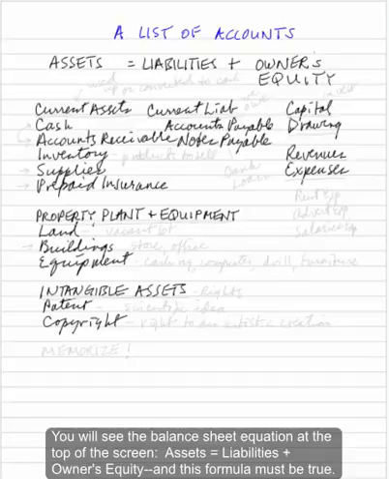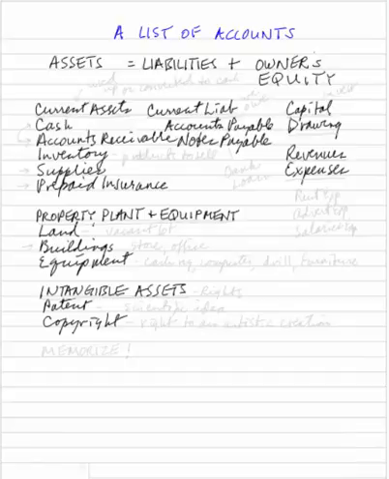At the top of the page here, I have a balance sheet equation, which goes like this. The assets are equal to the liabilities plus the owner's equity. This formula must always be true. So if the assets go up, then either a liability goes up or an owner's equity account goes up. It's also possible for an asset to go up and another asset to go down. But the fundamental idea is this equation must always be true.